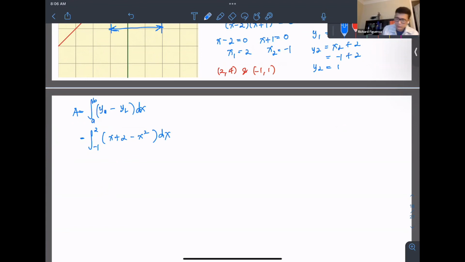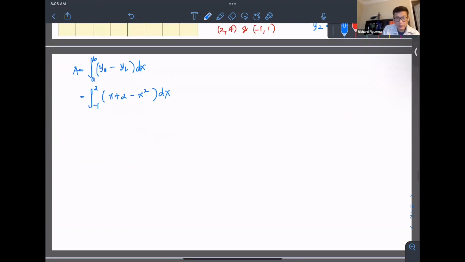Okay, so to get the area, we simply find the integral. The integral of x will be x squared all over 2. Then 2 is plus 2x. Then x squared will be x cubed all over 3. And we evaluate it from -1 to +2.